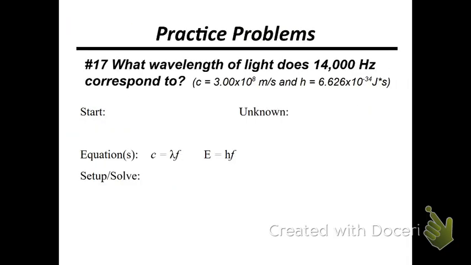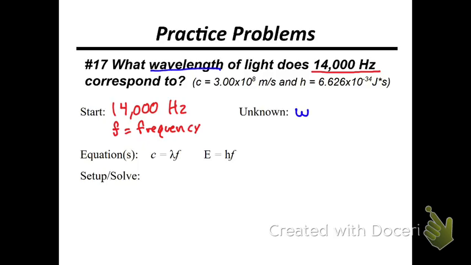All right, so what wavelength of light does 14,000 hertz correspond to? Okay, so we have our starting value, which is 14,000 hertz. 14,000 hertz, what's that? That's frequency. And I'm going to write that down because I'm still trying to get familiar with the variables and the units for these. And my unknown is wavelength.